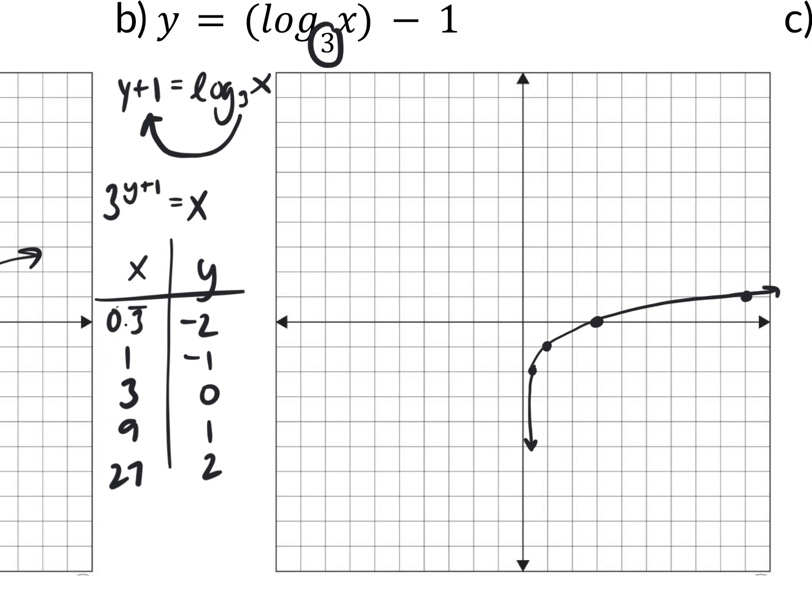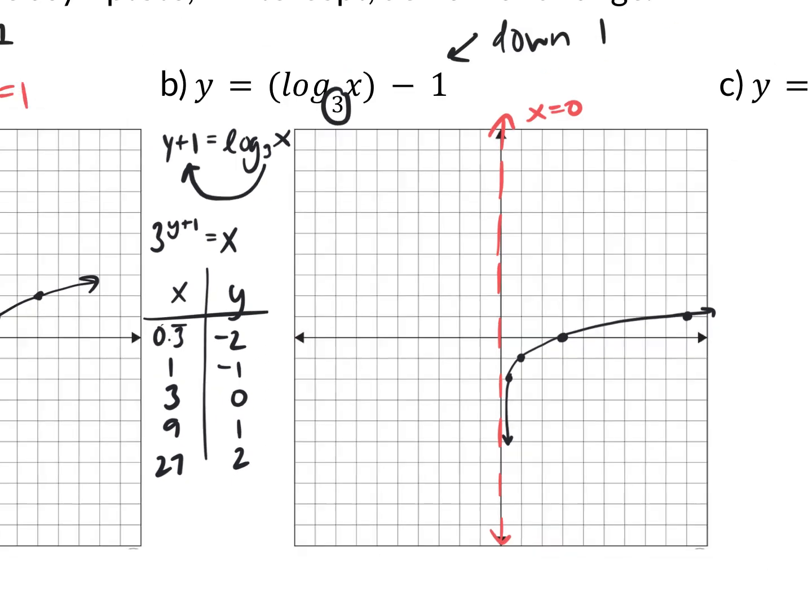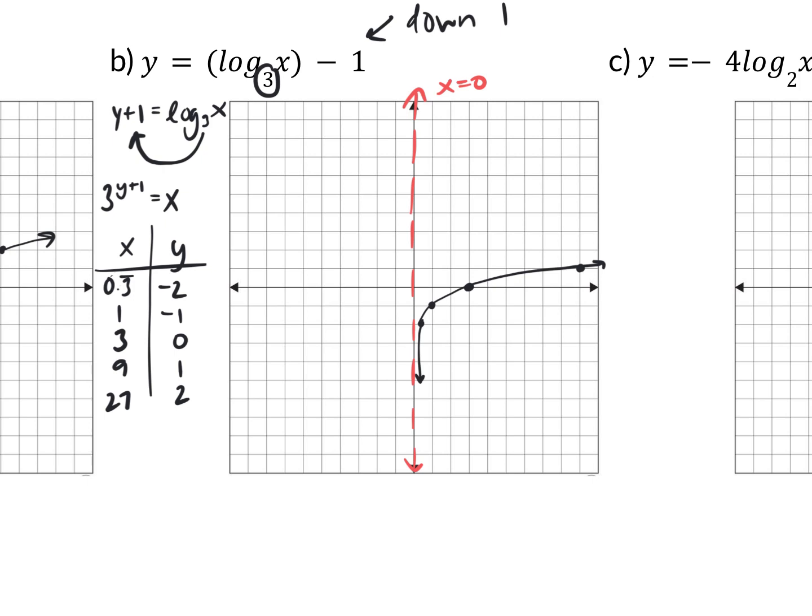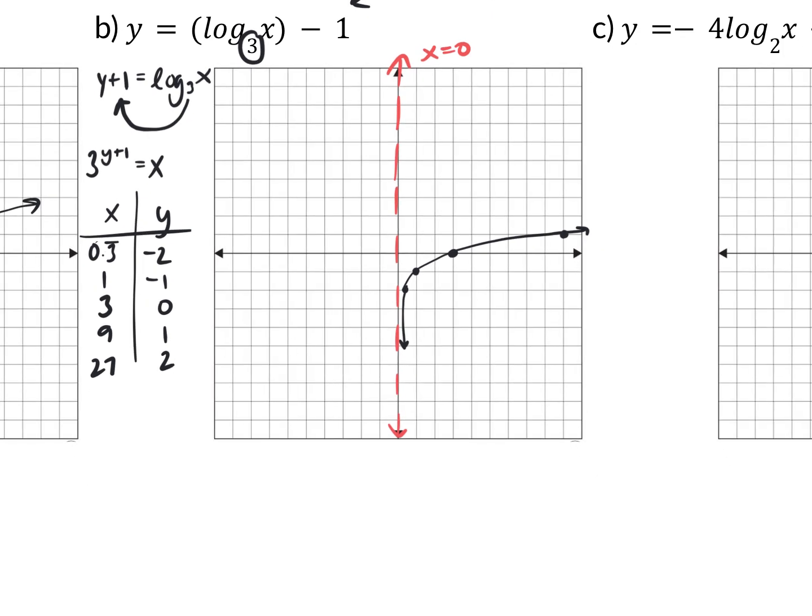Okay, did my vertical asymptote shift at all? Nope, so it stays the exact same at x equals 0. Okay, so go ahead, take a minute, find your domain, find your range, and label your x-intercept.